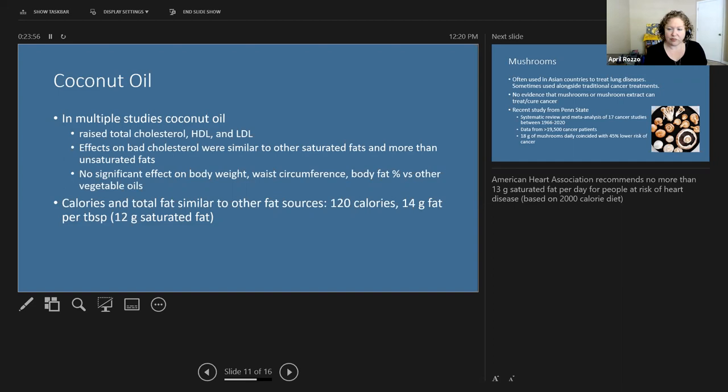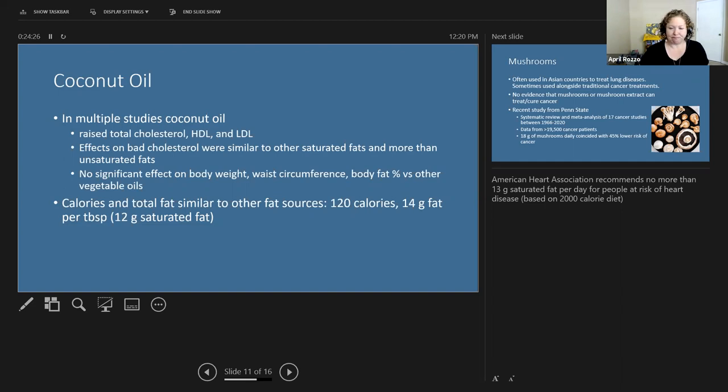So just to be aware that a tablespoon of coconut oil is 12 grams of saturated fat. Okay. If you're at risk for heart disease, that's your saturated fat for the day. So that means if you use a tablespoon of coconut oil that day, no meat, no eggs, no butter, no animal products, because they're all going to add in some extra saturated fat.